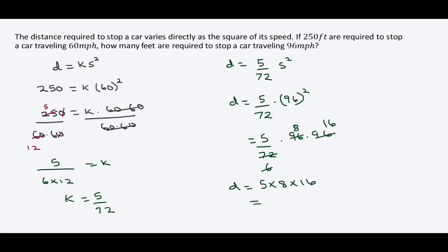When you multiply this out, you should get 40 times 16, which is, let's do it right here, 40 times 16. 16 multiplied by 4 is 64. We'll put a 0 at the end. So therefore, d is equal to 640 feet. So if you're driving at the speed of 96 miles per hour, you're going to need a stopping distance of 640 feet.